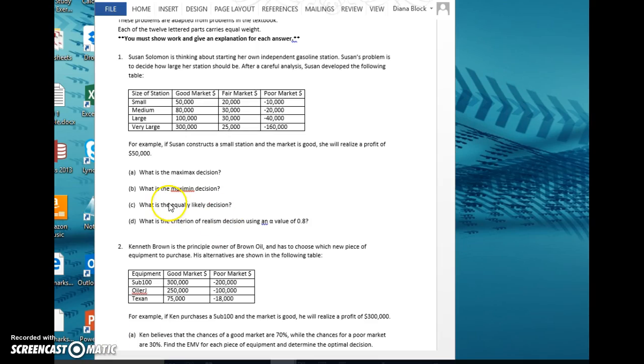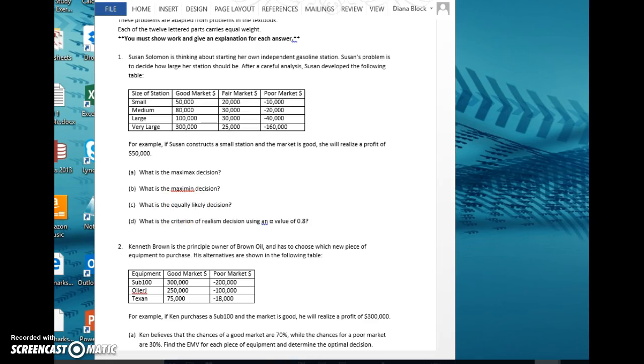Now, there's some other choices here. What's the equally likely decision? So let's talk about that. With the equally likely decision, what you're going to do is find the average payoff for each alternative, and then select the alternative that has the highest average. So that means you're going to actually do some calculations for the equally likely decision. With the max and max and max and min, you're going to select based off the information given. With this equally likely, you're going to actually do some calculations.